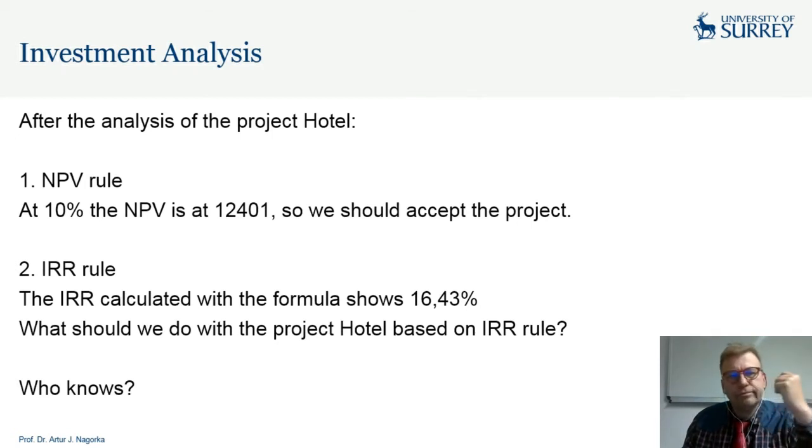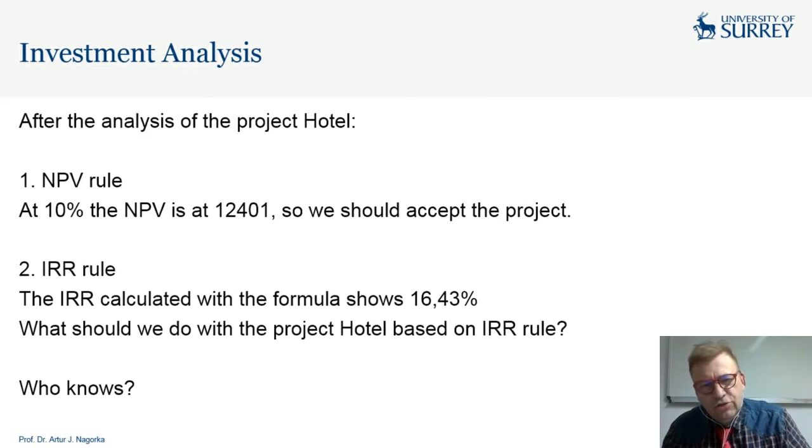Now, the IRR rule. The IRR calculated with the formula, what do we remember about the formula? You remember when we made this trial and error approach, we had large brackets and brackets there, brackets there, brackets there. Obviously, it's perhaps not the very exact one, but it gives us a nice comparison. So this formula shows 16.43.